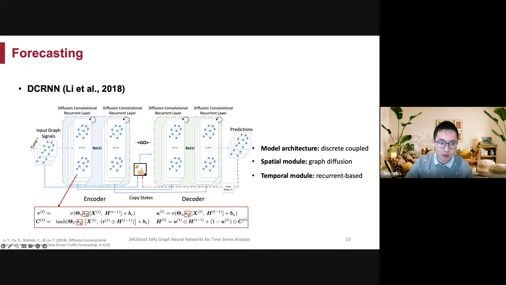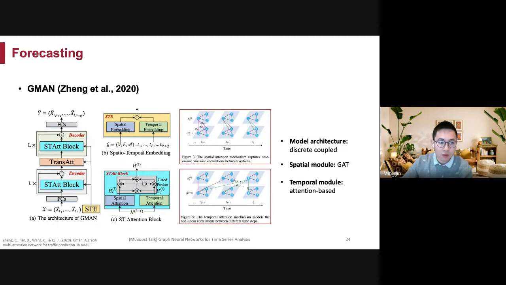So this is DCRNN. These two are very typical early works, and I recommend you have a look if you are not very familiar with this field. And another one is called GMAN. This method is again based on the encoder-decoder models. Given a time series, you could find that in the encoder and decoder, it has several spatial-temporal attention blocks. For each block, it has two types of attention, spatial attention and temporal attention, and then uses a gating mechanism to fuse the information together.